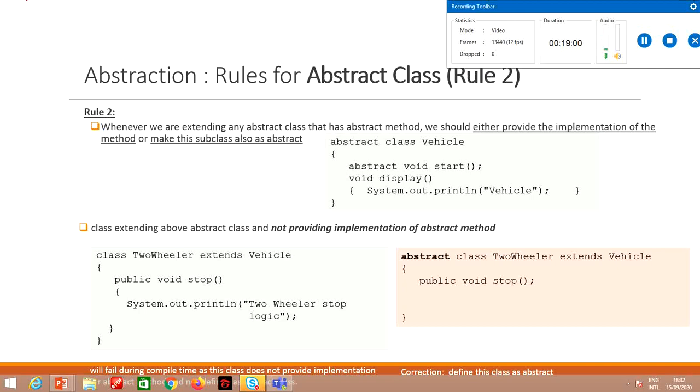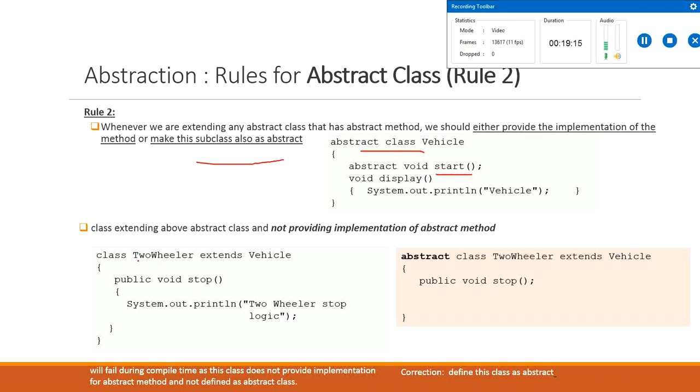Alright, now we will talk about the second point. We should make the subclass also an abstract class. So we have the same program, abstract class vehicle. It has the abstract method start. Let's assume that we have created a two-wheeler class from vehicle. Now instead of providing the implementation of the start method, we have provided another method, the stop method. So this program will fail during compilation time, as it is not providing the implementation of the abstract method. So how to write it correctly?